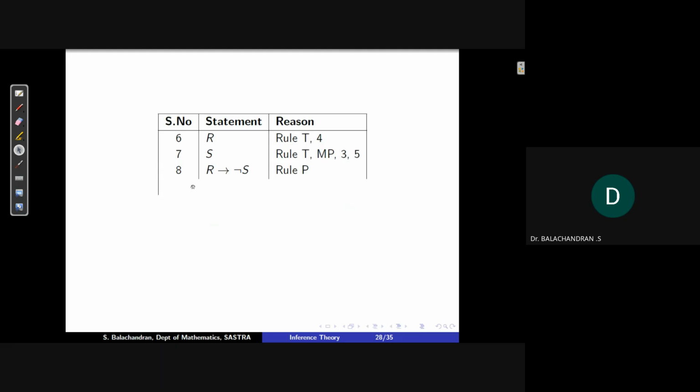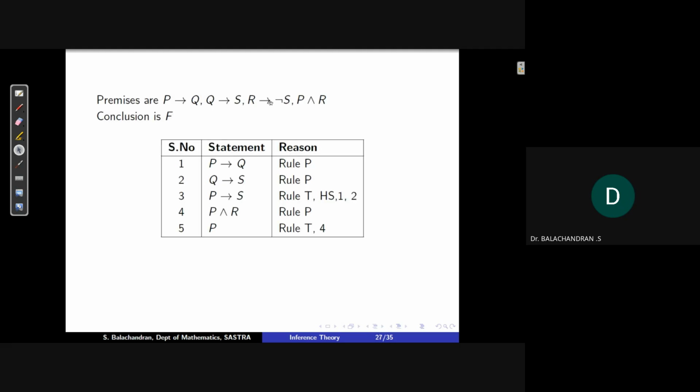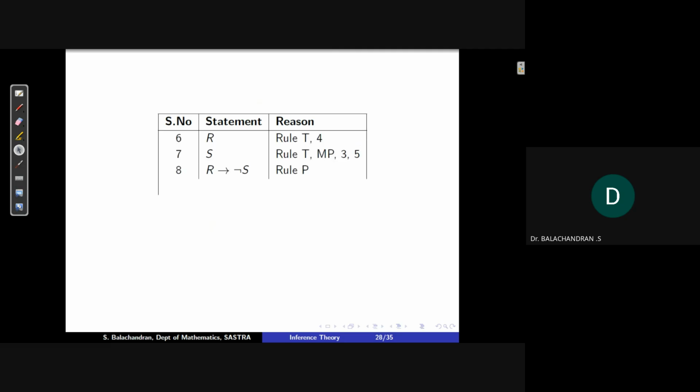Eighth one is rule P: R implies negation S. R implies negation S. Okay. Still I haven't used P and R. I'll use P and R. P implies Q I used here. Q implies S I used here. P and R used. Still I am not using R implies negation S. So that is here. R comma R implies negation S gives negation S. So rule T, from 6 and 8.